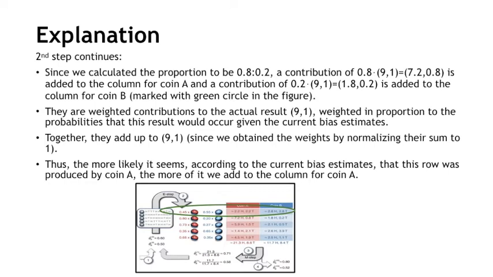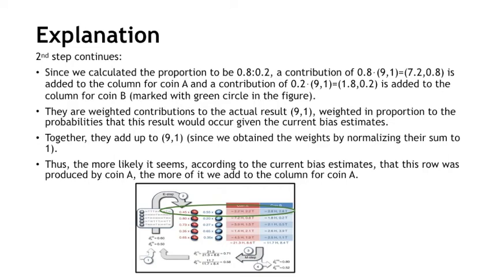So that is how we get back our 9 and 1, that is our initial coin tosses, 9 heads and 1 tail. Thus, according to the current estimate, it seems more likely that this row was actually produced by coin A. So why do we say that?